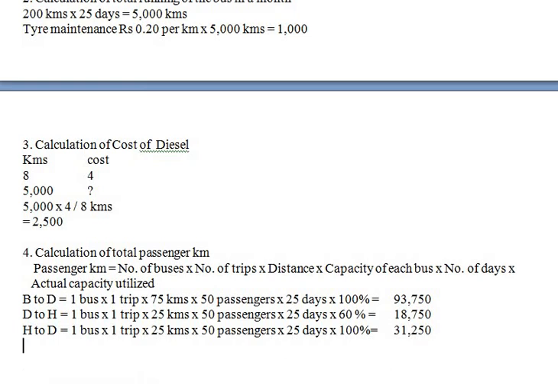Now from Dharwad to Belgaum. One bus into one trip into 75 kilometers into 50 passengers into 25 days into 80%, which is given in the problem. That is equal to 75,000.